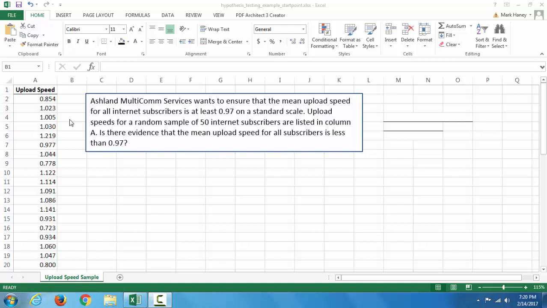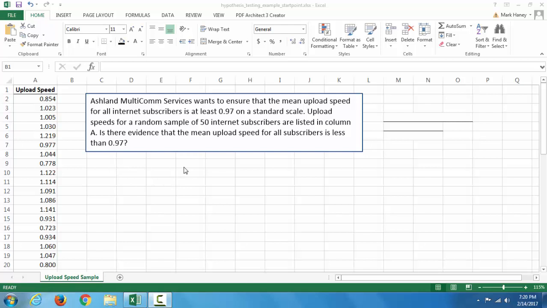This video shows an example of implementing a one-sample hypothesis test in Excel. So here's the scenario. An internet service company wants to ensure that their mean upload speed for all their internet subscribers is at least 0.97 on a standard scale. So they take a random sample of 50 internet subscribers and measure the upload speed. And these are the upload speeds here listed in column A. The question is, is there evidence that the mean upload speed for all subscribers is less than 0.97?